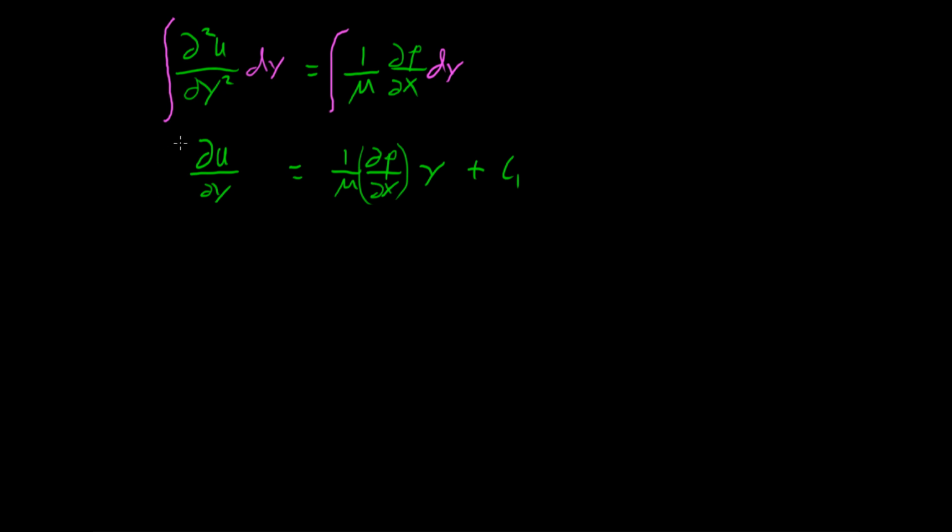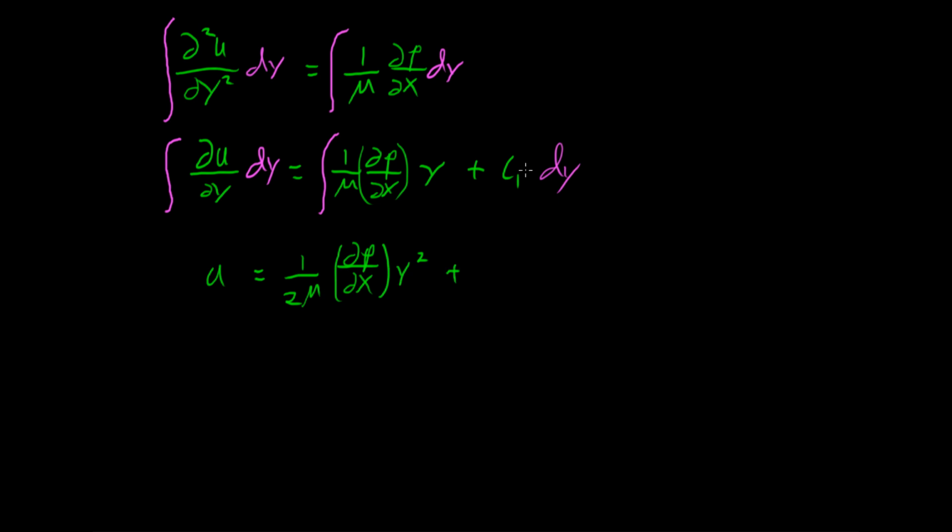Okay, so let's integrate again. If I integrate the left-hand side with respect to y, and the right-hand side with respect to y, that's going to get me now finally u on the left-hand side. Well, that's the thing we're looking for. On the right-hand side, this is now going to give us a y squared over 2. So we get 1 over 2 mu dp dx times y squared, plus c1 times y, and we need a new constant of integration, c2, because we don't have limits on this one either. So that's the general solution.